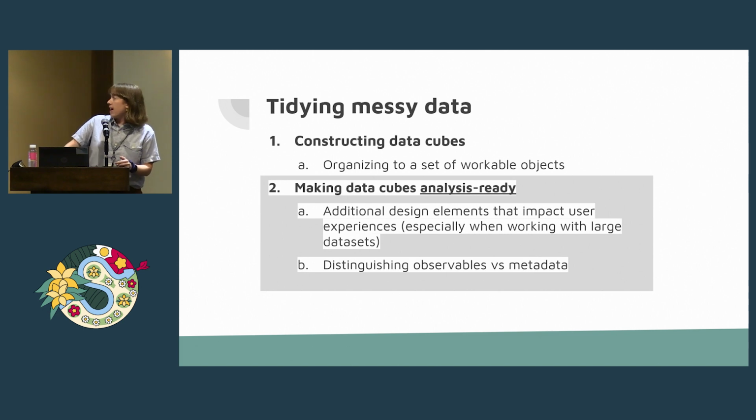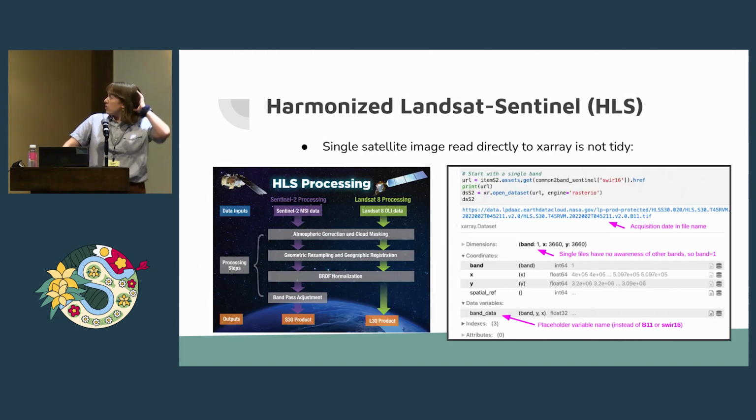So now we'll look at 2 examples of satellite imagery. These are inter-sensor or multi-sensor time series of satellite imagery. The first is the Harmonized Landsat Sentinel dataset. So this is Landsat imagery and Sentinel-2 imagery. And you can see that when we read this in using just xarray open_dataset, we don't have a tidy object.